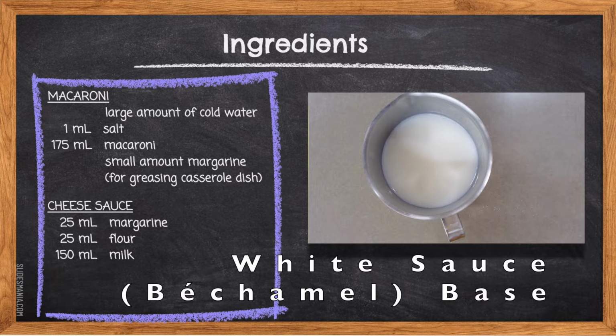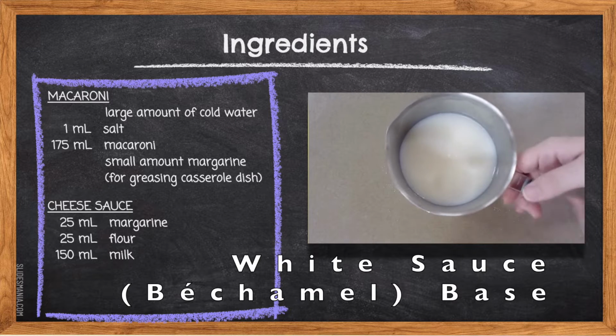150 milliliters milk. Milk adds extra nutrition to our cheese sauce by providing calcium and vitamin D. A white sauce is traditionally made from both a white roux and milk combined together. This is known also as a bechamel sauce. Bechamel sauce is one of the mother sauces in French cuisine.